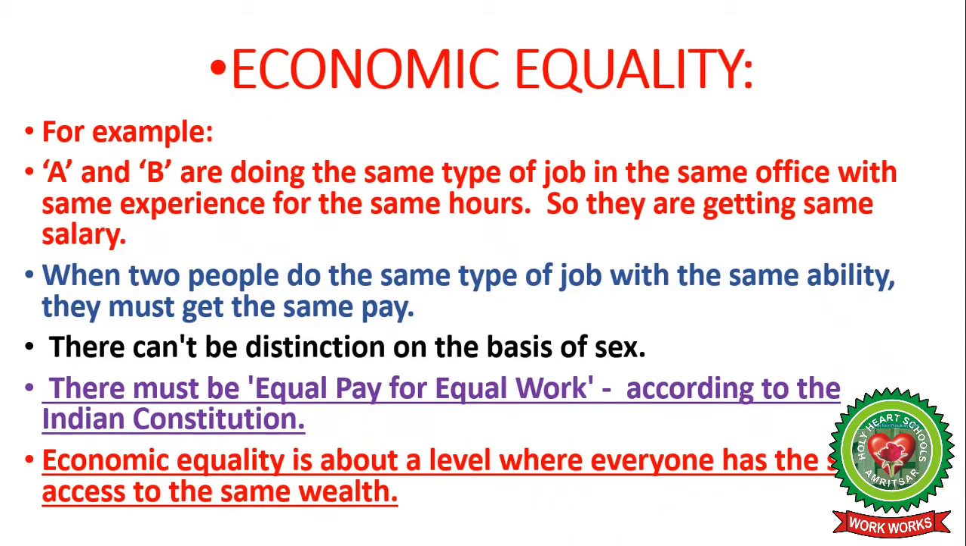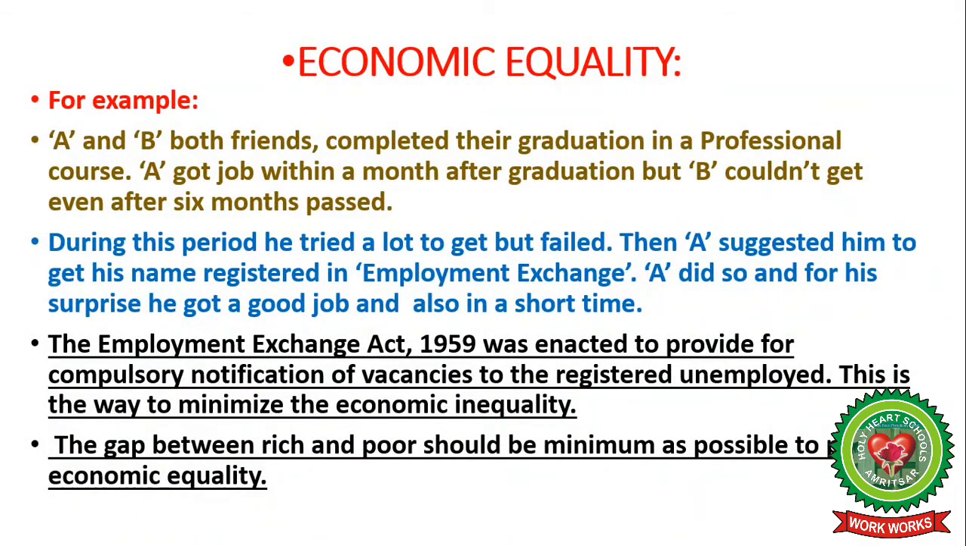Okay, so economic equality is about a level where everyone has the same access to the same wealth. The next example is, suppose A and B, both friends, completed their graduation in a professional course. Now you can imagine any professional course, like they both became doctors or lawyers or engineers or anything. So A got a job within a month after graduation, but B couldn't get a job even after 6 months passed. During this period, he tried a lot but failed.